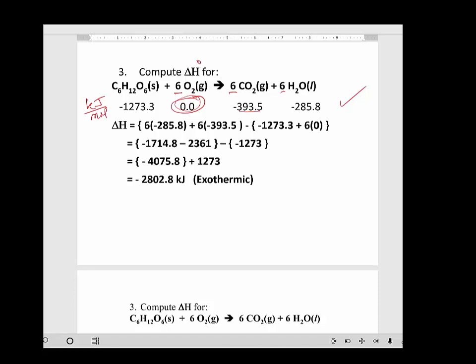So to get the delta H for the reaction, we subtract the reactants from the products. It's in kilojoules per mole, and we multiply by moles. Look at the products here, CO2 and water. We have to multiply the minus 393.5 for the CO2 by 6 because its coefficient is 6. Add to it 6 times minus 285.8 for water in the liquid phase, and then subtract the sum of the reactants, 1 times minus 1273.3 and 6 times 0, which is 0. You go through the arithmetic, and we get a negative 2802.8 kilojoules for this reaction. Okay, it's exothermic. Heat is on the product side.